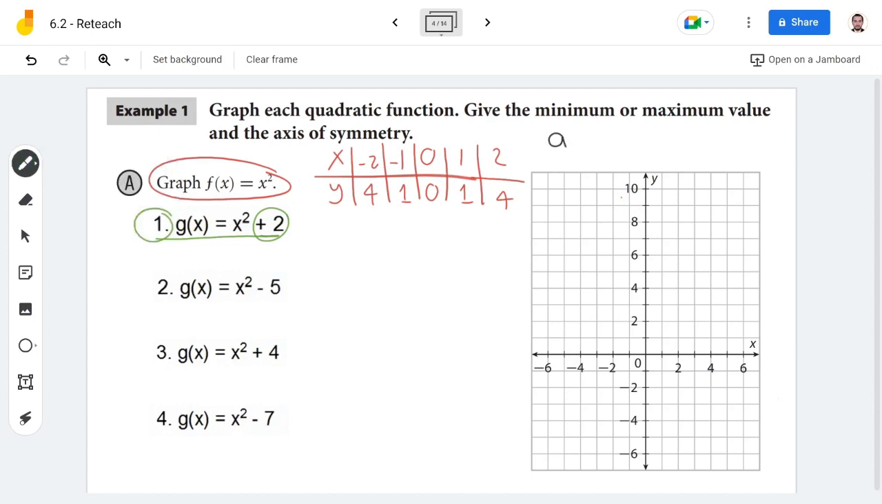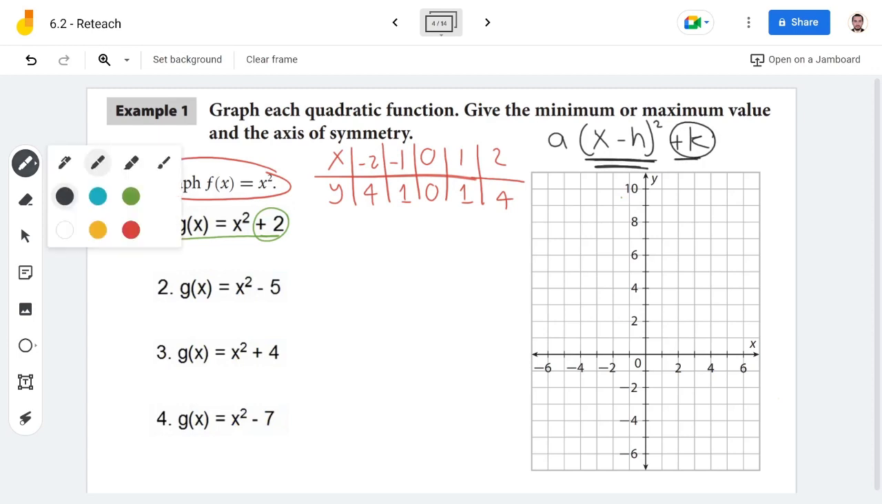So a, x minus h to the power of 2 plus k. Now k is always outside the bracket. K is always outside the bracket. Okay? And h is always inside the bracket. So now if I need to identify the center, I always identify the center with h and k, right?